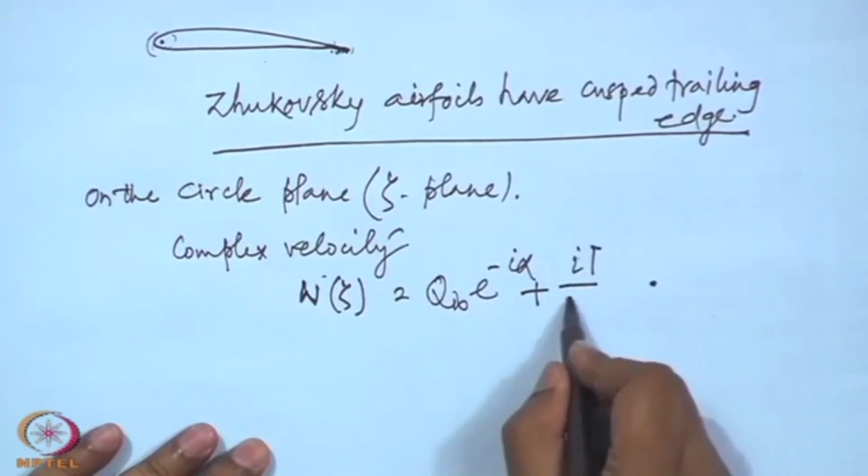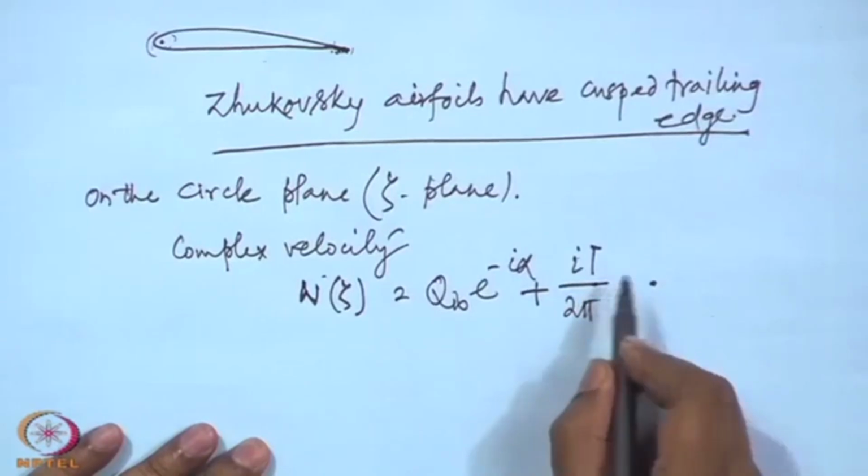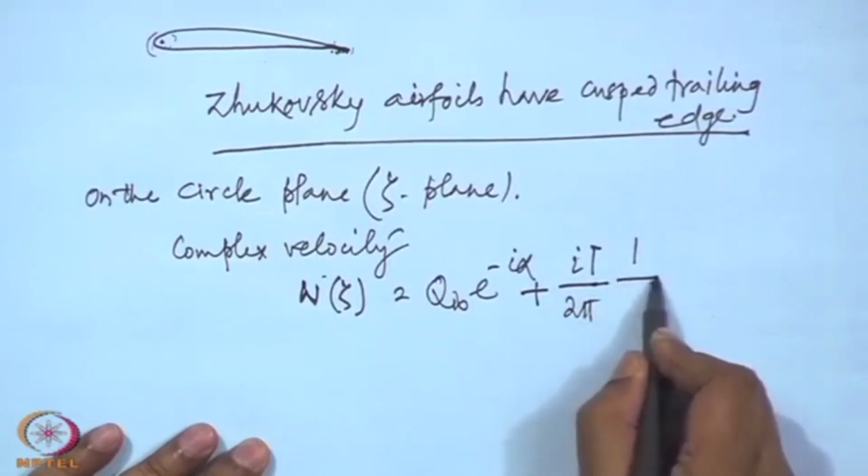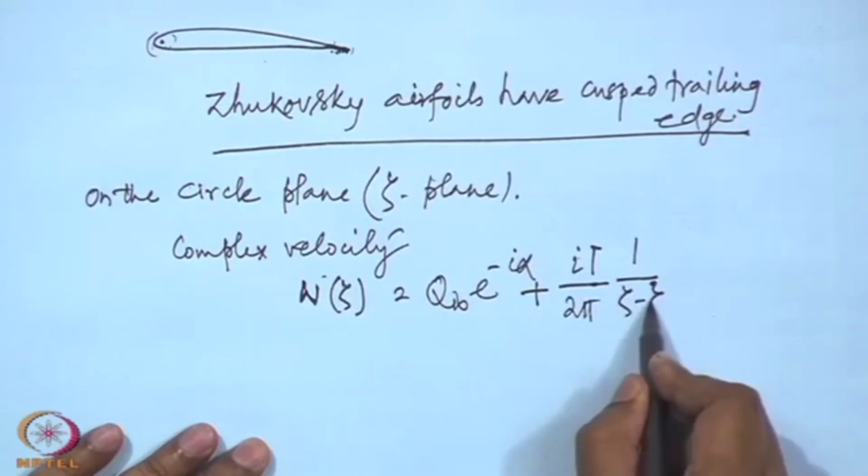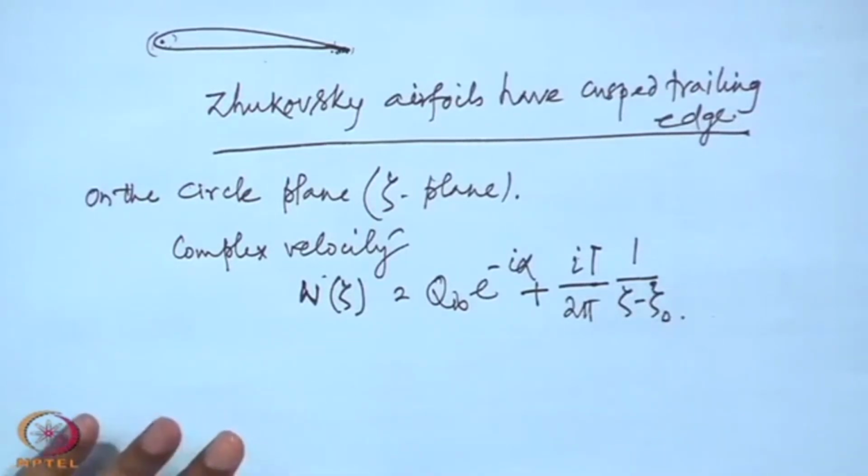plus a circulation i gamma by 2 pi, 1 by zeta minus zeta naught. Once again, the distance is measured with respect to the center of the circle, where zeta naught is the center of the circle, plus a point doublet located at the center of the circle, and the doublet strength is related to the radius of the circle.